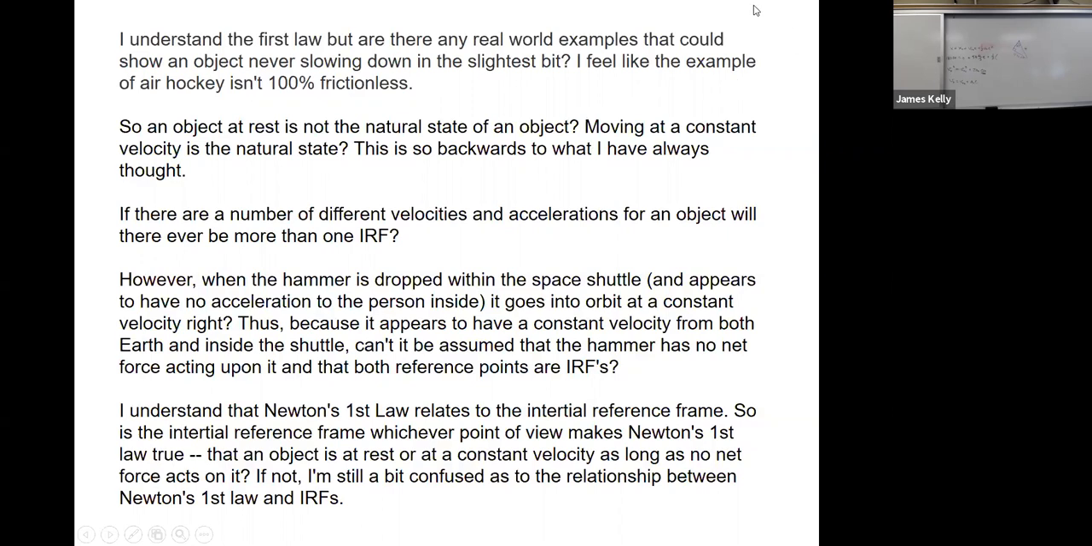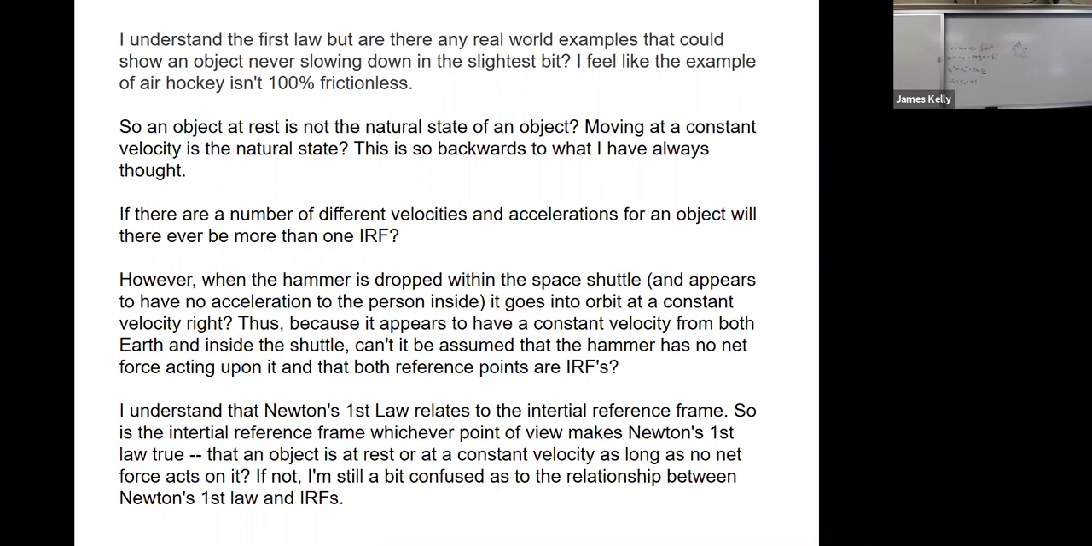So don't feel like you're going to have to choose among an infinite number of things every time you do a problem. Usually we'll all just naturally choose one IRF without thinking. When the hammer is dropped, this was in the space shuttle example where you're orbiting Earth and it appears to have no acceleration to the person inside, it goes into orbit at constant velocity, right? Thus, because it appears to have constant velocity from both Earth and inside the shuttle, can it be assumed that the hammer has no net force acting upon it and that both reference frames are IRFs?